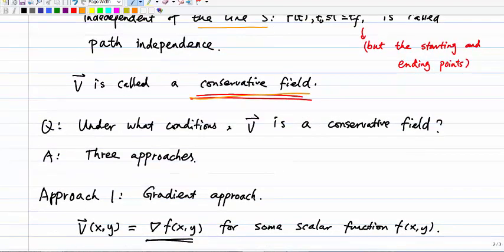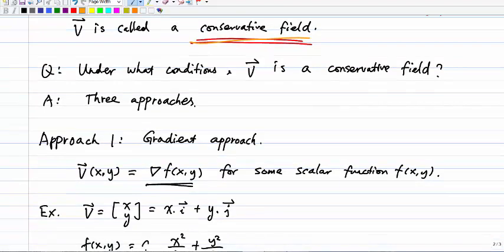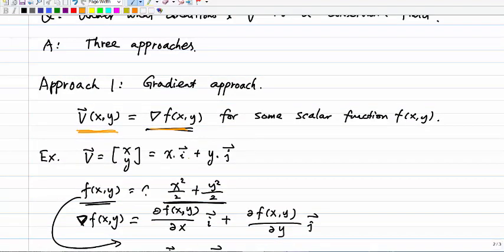There are actually three conditions we can check to see if a vector field is conservative. You can apply any of the three; you don't have to check all three. If any of the three conditions is satisfied, then it is a conservative field. The first approach is called the gradient approach. What it basically says is, if my vector field can be written as the gradient of a scalar field f(x, y), let's say this is only for 2D, of course, you can also have higher dimensions, then this field is a conservative field. For example, if I have V is (x, y), is x, this is my vector field, right? This is my vector field.